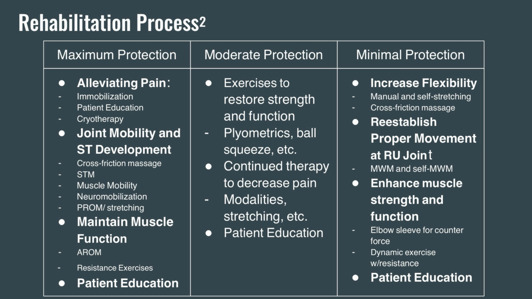For the rehabilitation process, during the maximum protection phase, the main points are just going to be alleviating pain, joint mobility and soft tissue development, maintaining muscle function, and patient education. During the moderate protection phase, you want to focus on doing exercises to restore strength and function. You want to continue therapy to decrease pain, and also patient education too. Then with the minimal protection phase, you want to increase flexibility, reestablish proper movement at the radial ulnar joint, enhance muscle strength and function, and patient education once again.